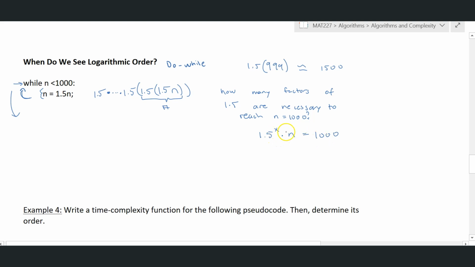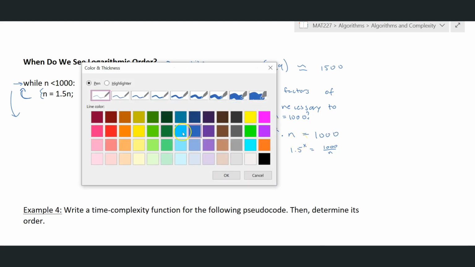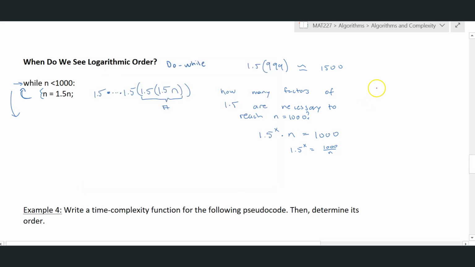So how do we solve for x now? Well, let's divide by n. So this will give us 1.5 to the power of x equals 1000 over n. And then how do we get a variable down from the exponent? Well, I will write off to the side here a property of logarithms.